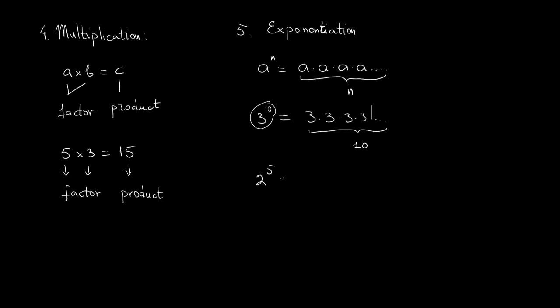Or for example, 2 to the power of 5 equals 2 times 2 times 2 times 2 times 2, which means multiplying 2 by itself 5 times, but we can write it in a shorter form as 2 to the power of 5. And that concludes our discussion on exponentiation.